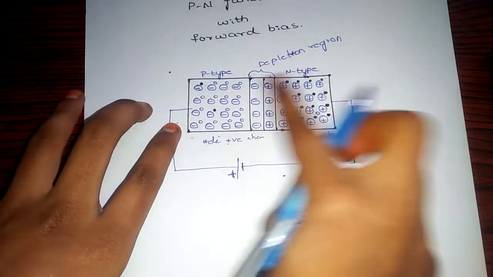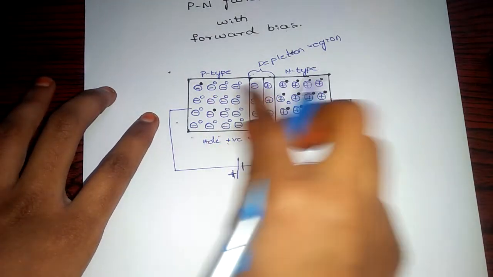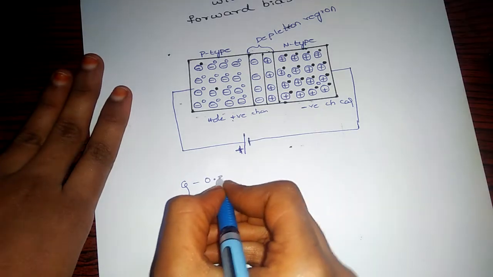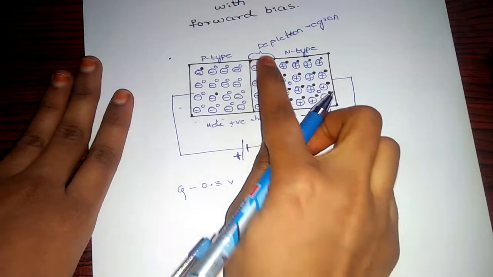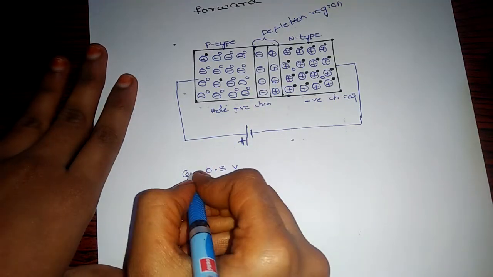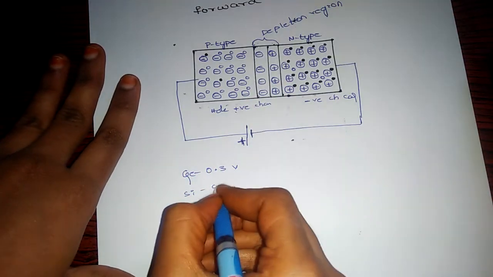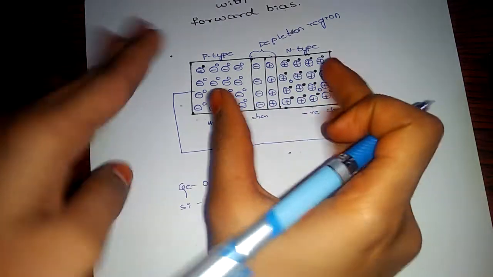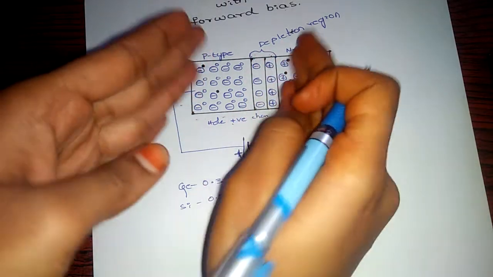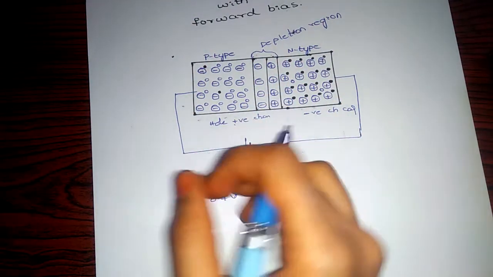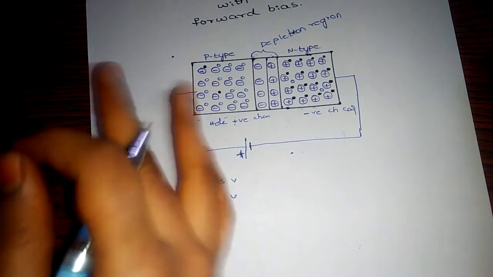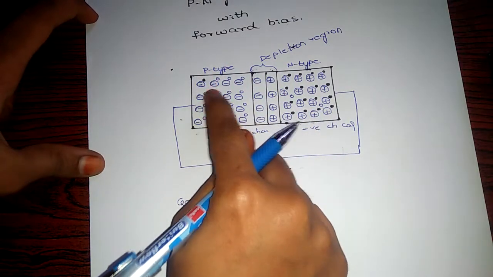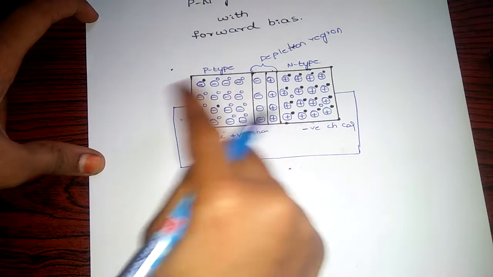If the P and N types are germanium, about 0.3 volt is enough to eliminate the depletion region. If it is of silicon type, then it needs 0.7 volt to eliminate the depletion region. This is about how the depletion region is eliminated at particular points. Whenever the depletion region is eliminated, the holes and electrons will move freely.